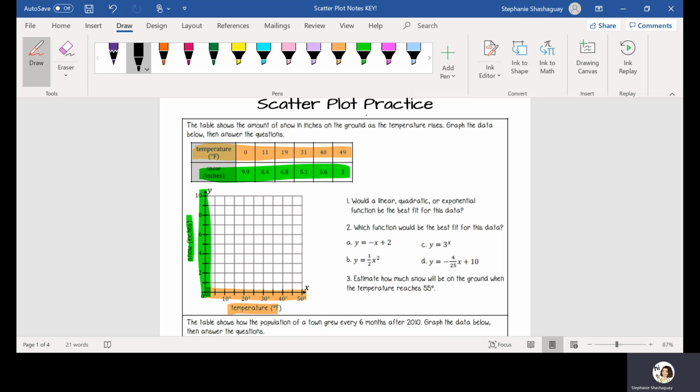So when the temperature is 0 degrees, I'm at 9.9. So I'm going to put a point there. Okay. When the temperature is 11 degrees, I'm at 8.4. So I'm going to go to 11 degrees on the x-axis and go to 8.4.